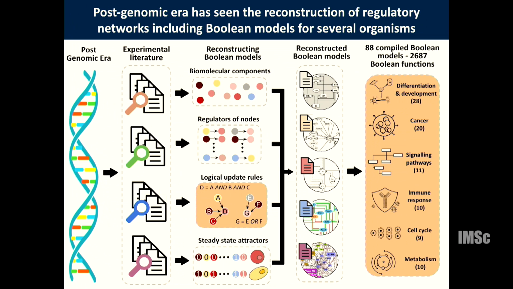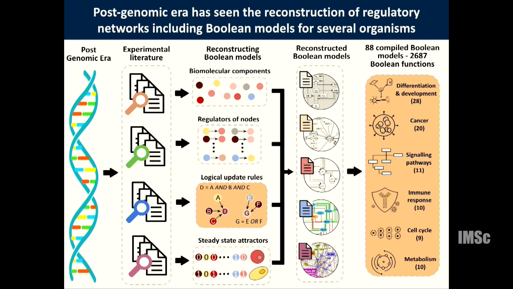These 88 models can be classified into differentiation and development, 28 were such, 20 were cancer models, and 11 were signaling pathways, immune response, cell cycle, and metabolism. Doesn't matter. This is a large corpus of functions. It is of course not exhaustive, but it is a large enough sample to ask the following question: are Boolean functions in real networks random or not?